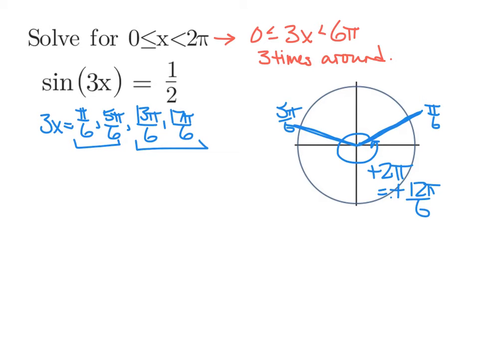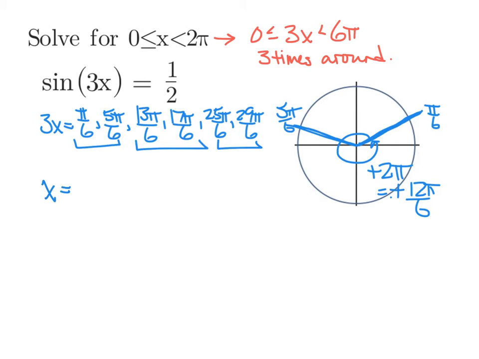And we've got to go around a third time, which means taking these last two answers and adding 12 pi over 6 to them. So that would be 25 pi over 6 and 29 pi over 6. So we have our 3 trips around the circle, each time grabbing our 2 answers. Our last step is to get that x alone, so we divide every single one of these fractions by 3.